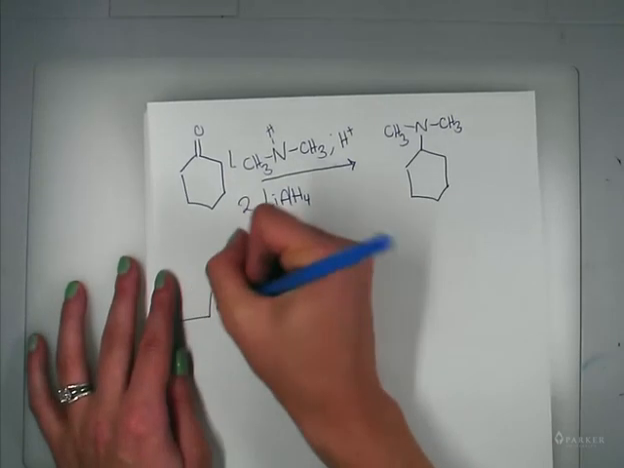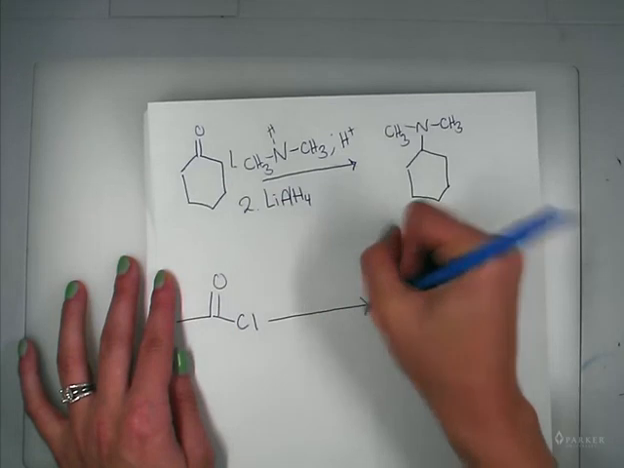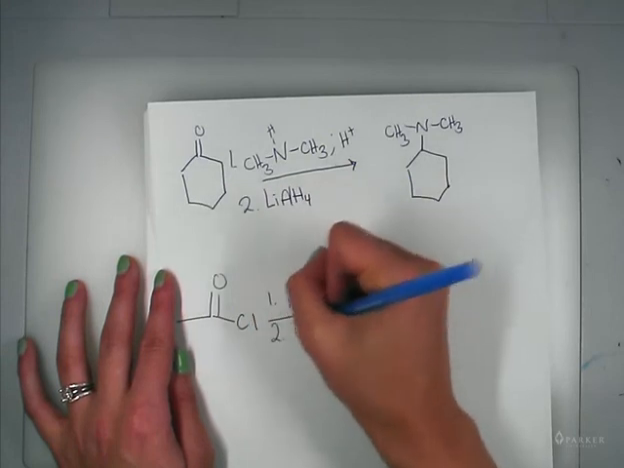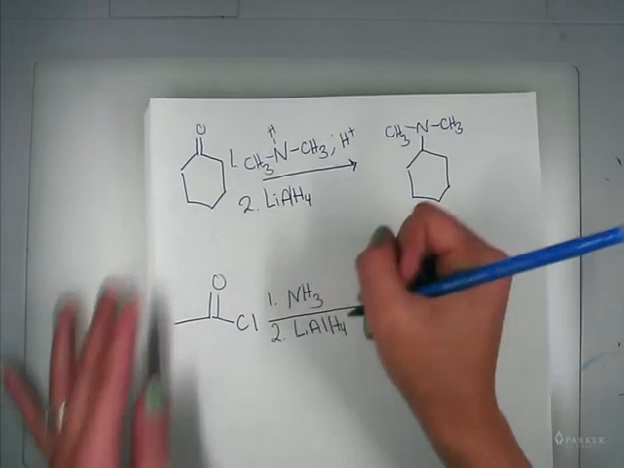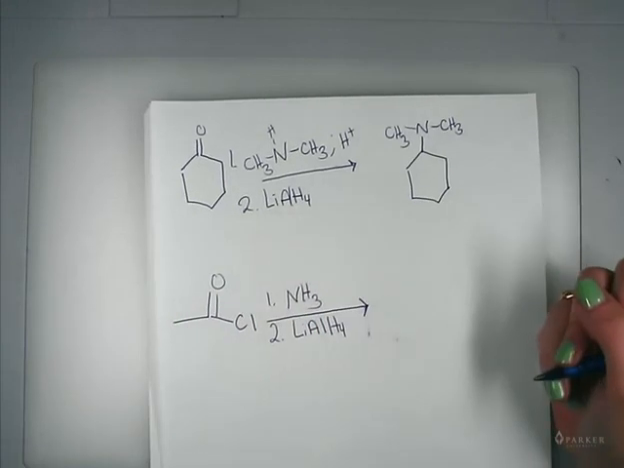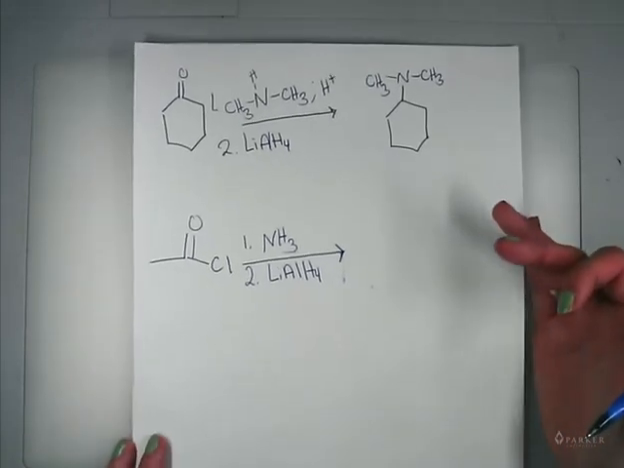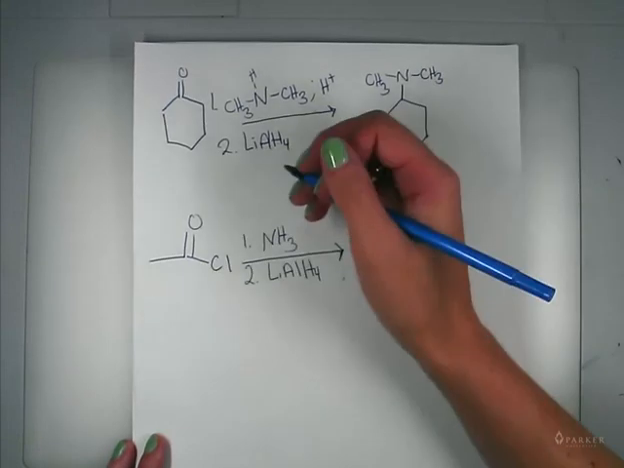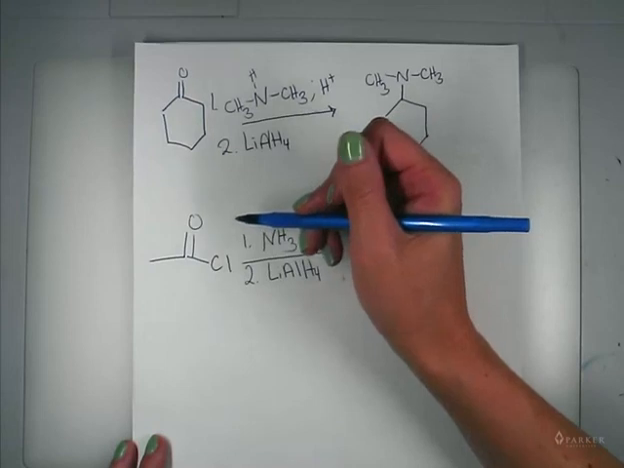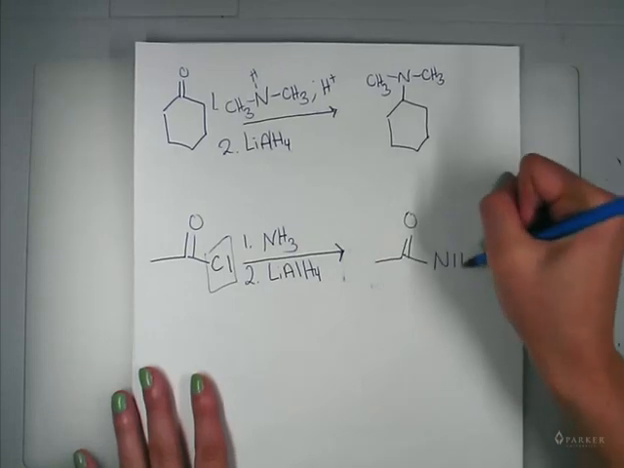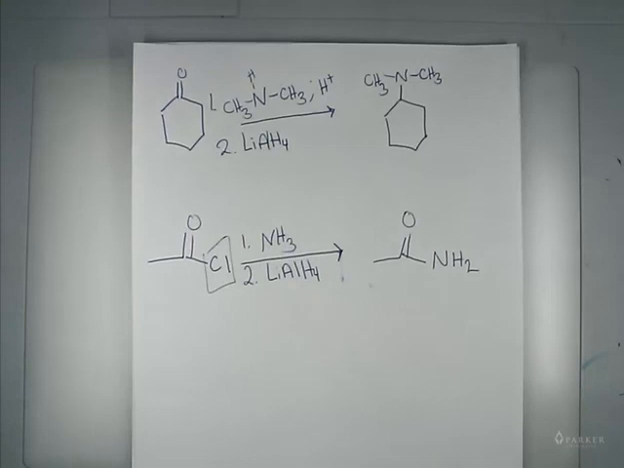We also did one like this. So this one's a little bit different because I have a leaving group. What would my leaving group be? Chlorine, yeah, which would leave as HCl if you want. And then what will replace it? NH2. And that's for the first step.